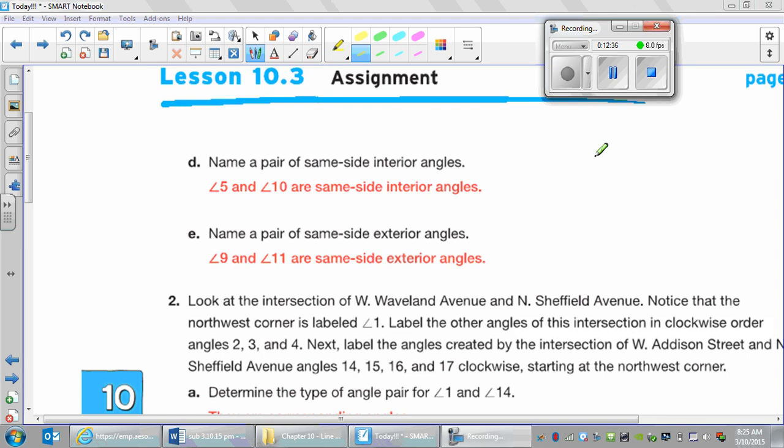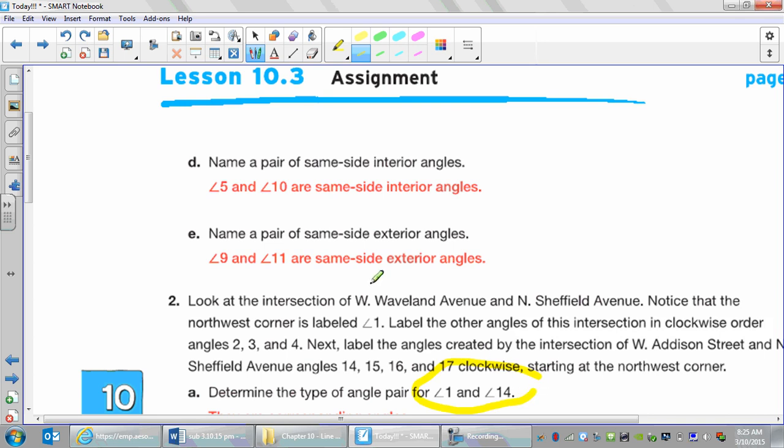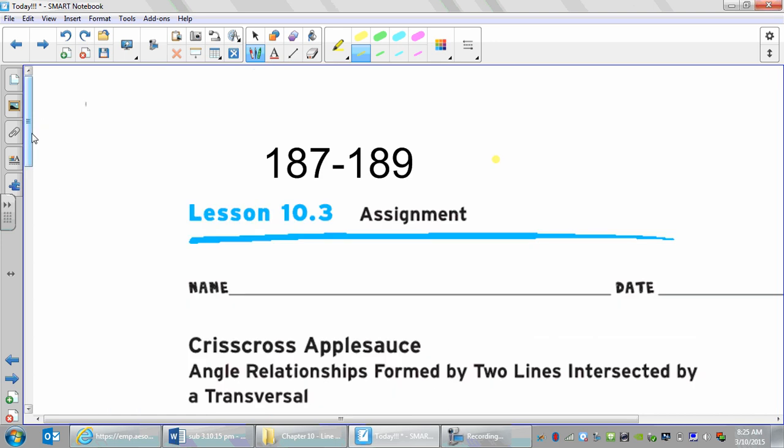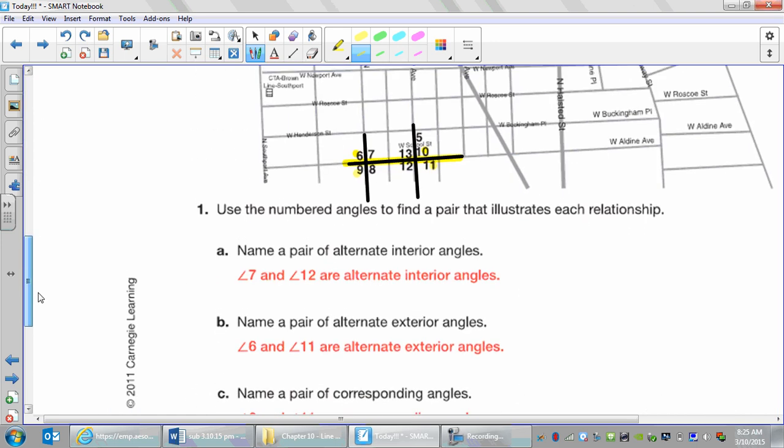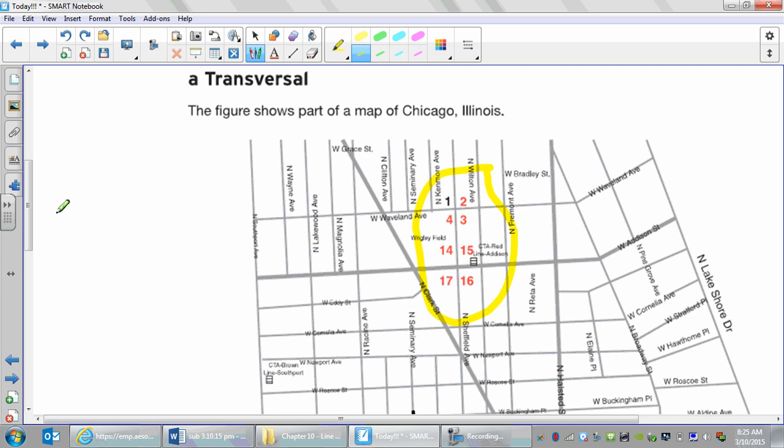So now instead of saying what are some same side interior angles, now I'm going to say, hey, what do angle 1 and 4 represent? And remember, we have same side exterior, same side interior, corresponding, and alternate exterior, alternate interior. So if we look at 1 and 14, one's on the inside, one's on the outside. So I know it's not exterior because they would both have to be on the outside. I know it's not interior because they'd both have to be on the inside. So these ones are corresponding.